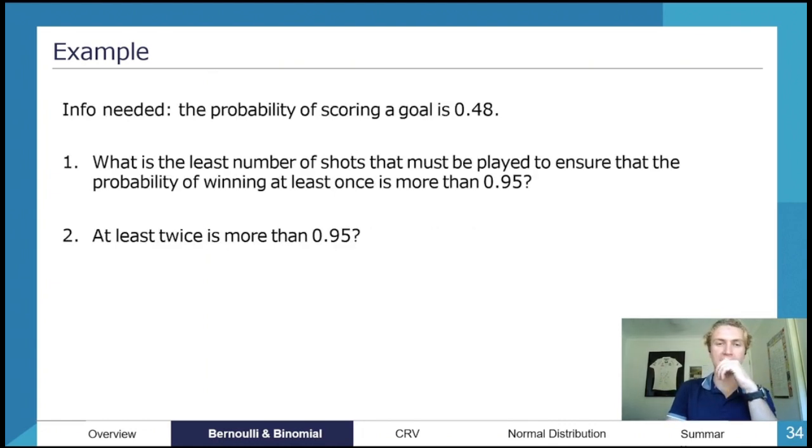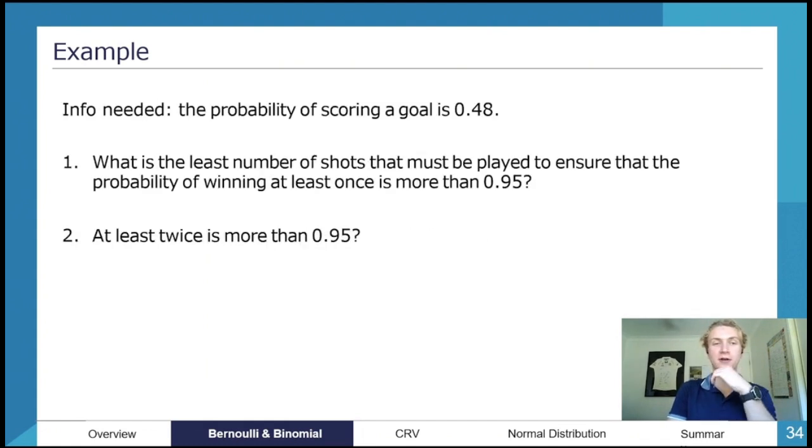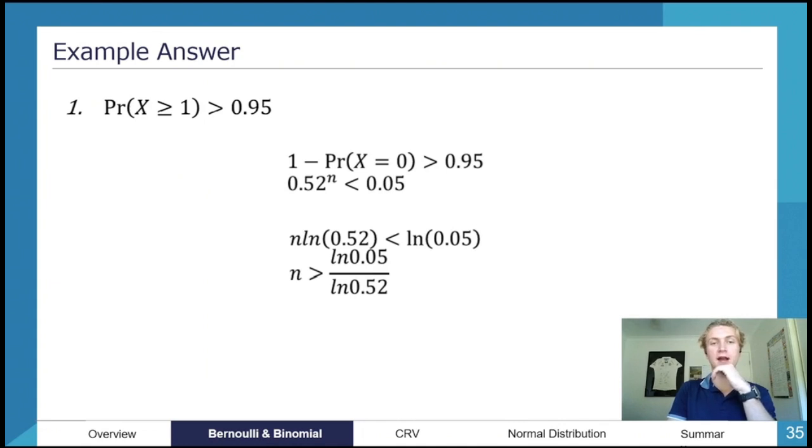But if we take the probability that x equals 0 and we sub it in, so we have p equals 0.448, r equals 0, and then n is what's unknown. If we work that out, what we're going to get ultimately is 1 take 0.52 to the power of n. Then we minus 1 from both sides, get rid of that negative, and what we'll get is 0.52 to the power of n is less than 0.05. And right now this is like, what the heck, this is still confusing.